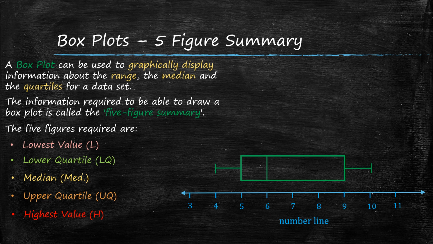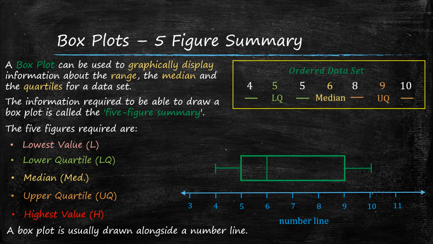Now that's to be able to draw a box plot, but it also works in the other direction. If we are given a box plot, we'll be able to read off these five values from the diagram of the box plot. Now, one further bit of information before we look at an example: a box plot is usually drawn alongside a number line as shown, and the number line is there to give meaning to the diagram of the box plot. With the number line there, we can read off the values that the box plot represents, as you'll see in this example.